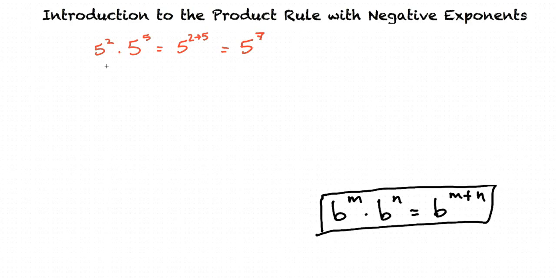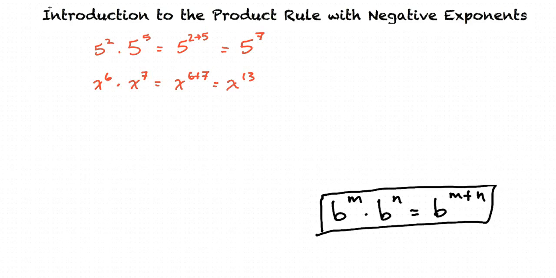Or, let's use variables. We have x to the 6th times x to the 7th. The same base, so we have x to the 6th plus 7, which equals x to the 13th. So how do negative exponents come in? Great question, because negative exponents are our next step.